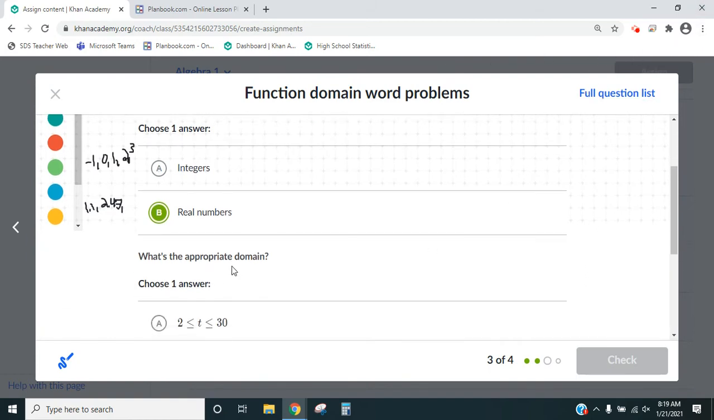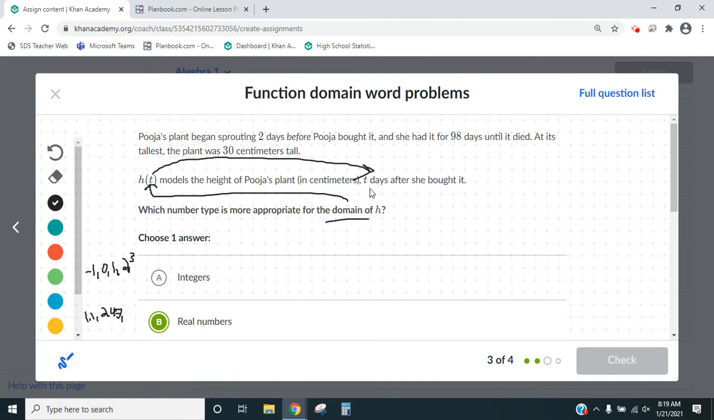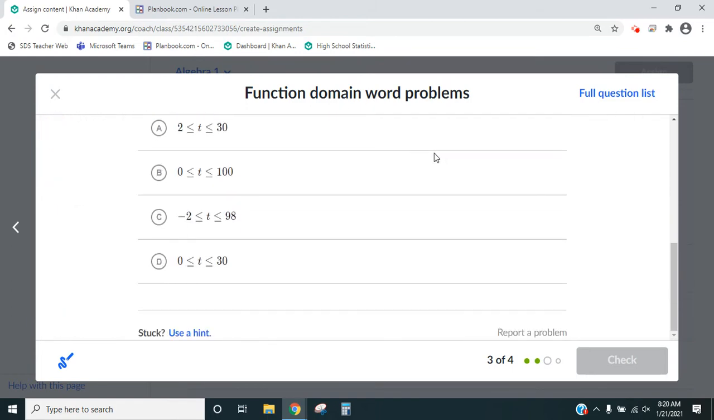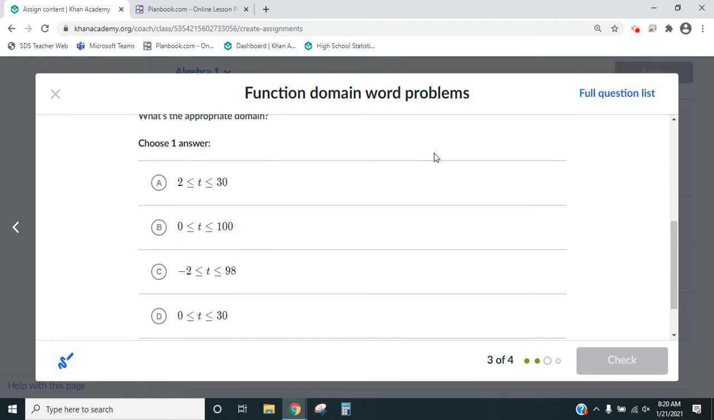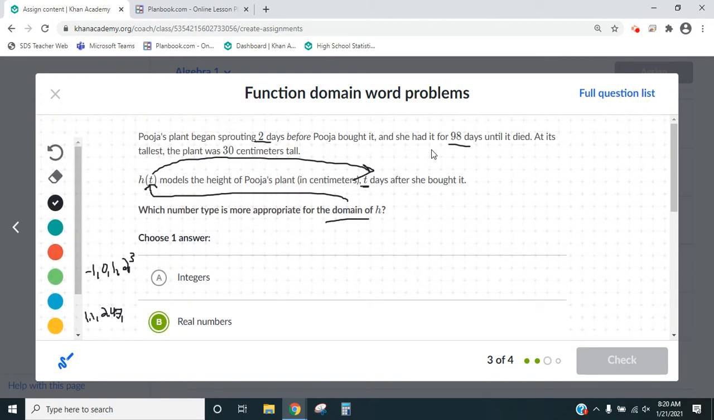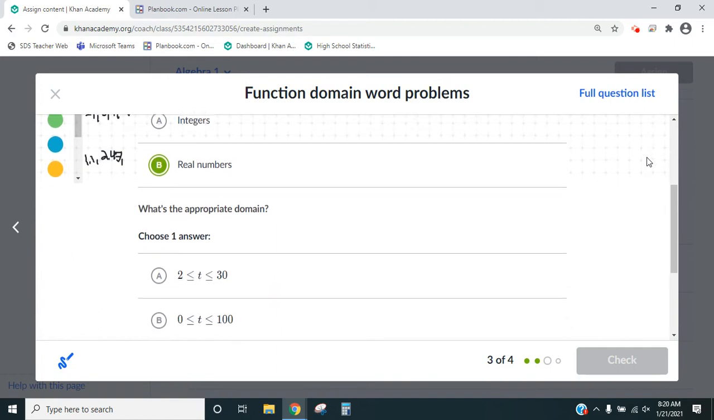All right. So what's the appropriate domain? So in other words, what can T be measured from? Well, when did Pooja get the plant? 2 days. Right? And then how long did it go? 98 days. So which one is it? What's the answer? Oh man, what the heck, right? So this is H models the height of the plant, how many days after she bought it? After she bought it.